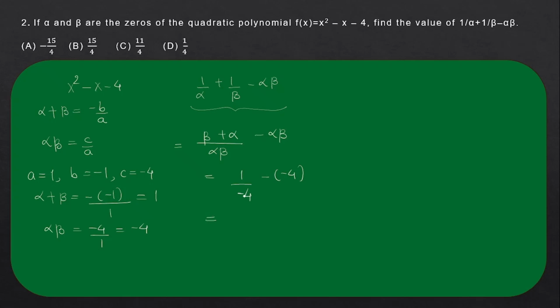Let us try to solve this. The denominator sign can be moved to the numerator. Minus and minus together will become plus 4 with the denominator 1. Let us take LCM. Minus 1 plus 16. So the required value of the expression is 15 by 4. Answer is again option B.